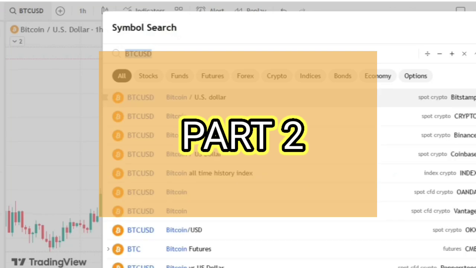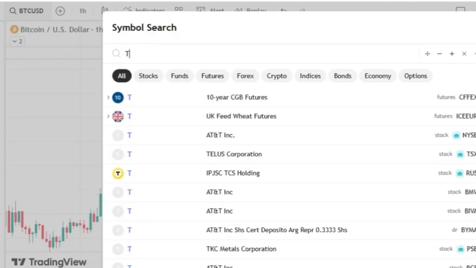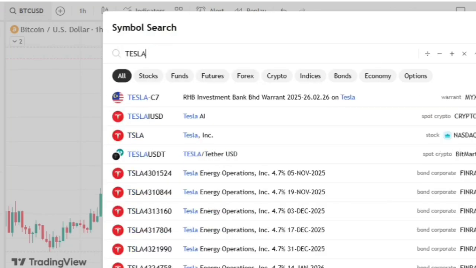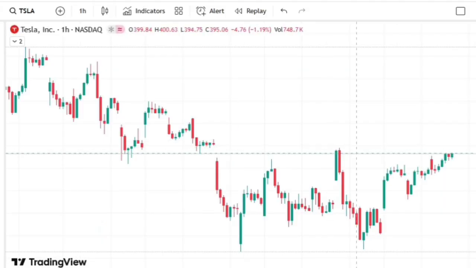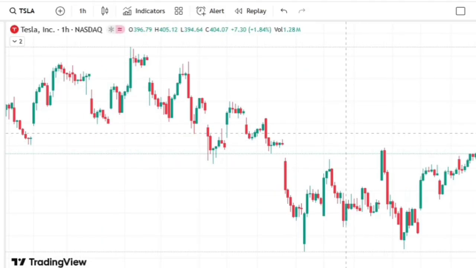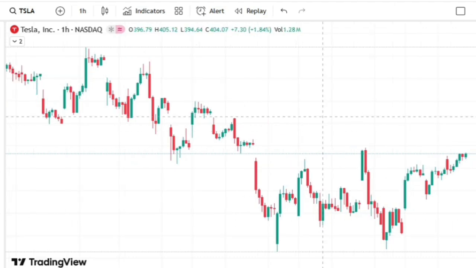Part 2. How to set up your charts. Now let's get this on your charts. It's incredibly simple. I'm in TradingView, but this works on Thinkorswim, MT4, or any other serious platform. Open a chart for the asset you're trading. Let's use a stock like Tesla, TSLA, for this example.